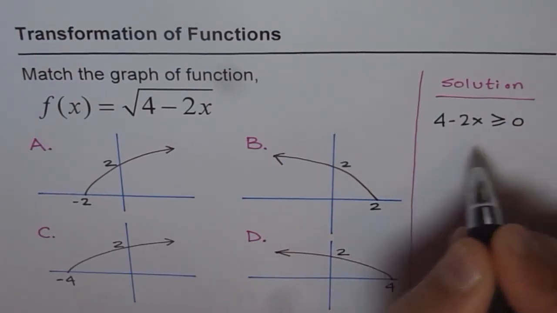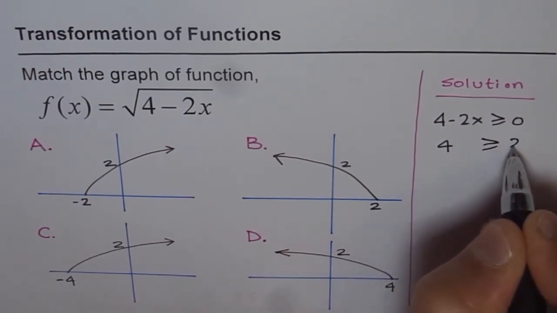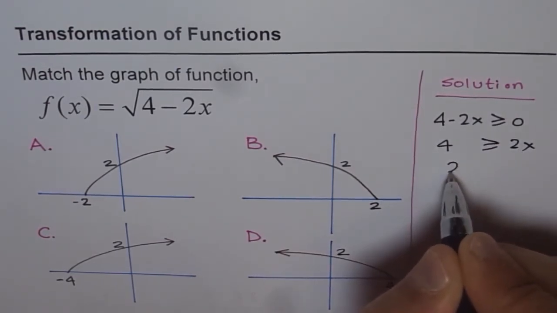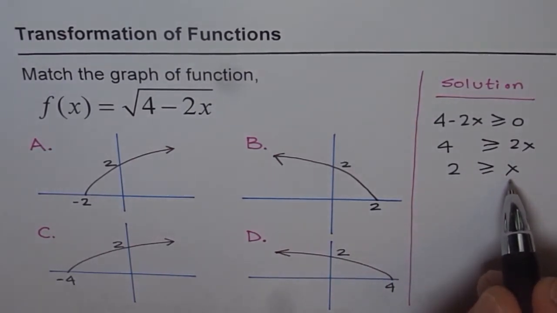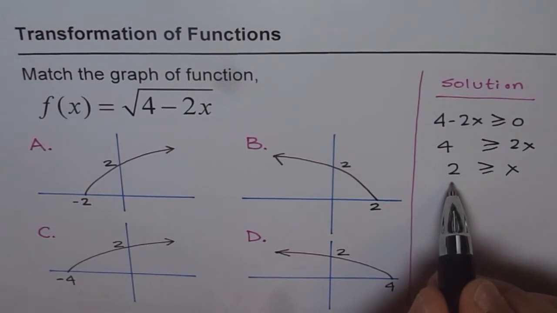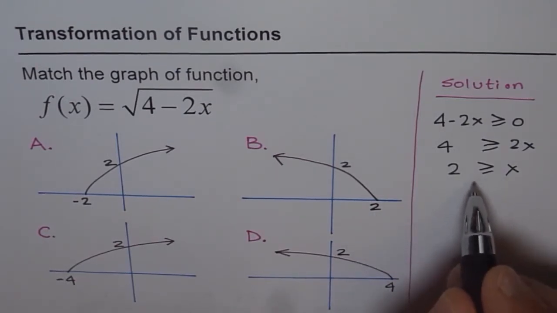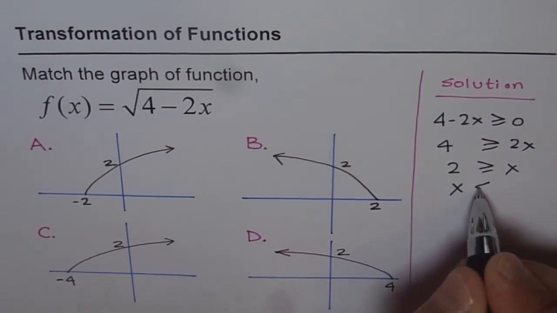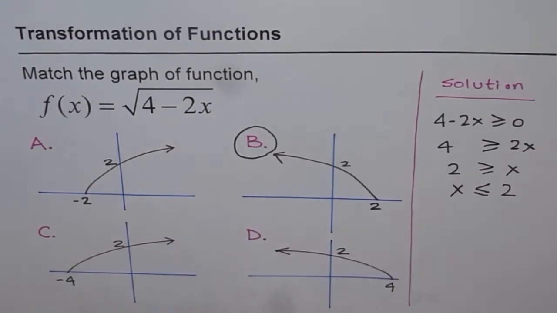So we can take minus 2x to the right side. So we get 4 is greater than or equal to 2x. And then dividing by 2, we get 2 is greater than or equal to x. That means x is smaller than or equal to 2. Now with that, we have the choice, which one? So there is only one choice, which gives you x is less than or equal to 2. And the option is B. So that is the right solution for this given question.